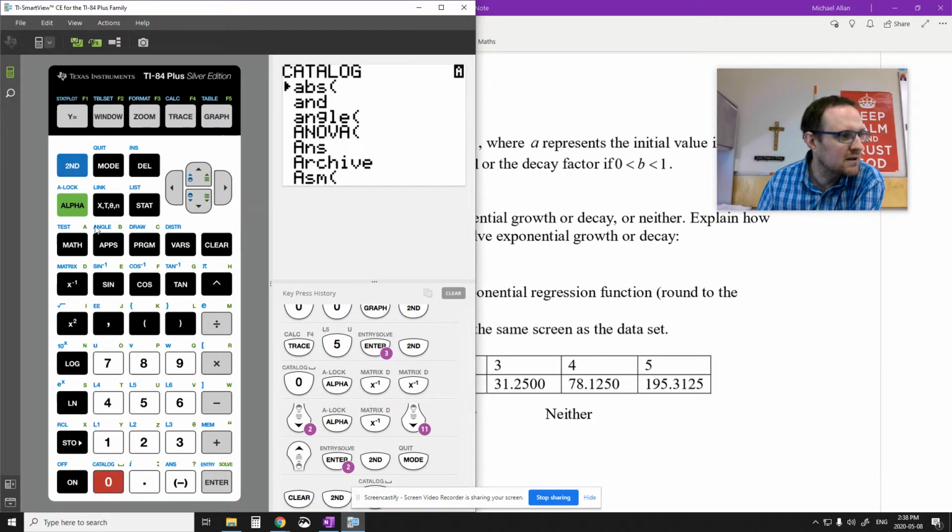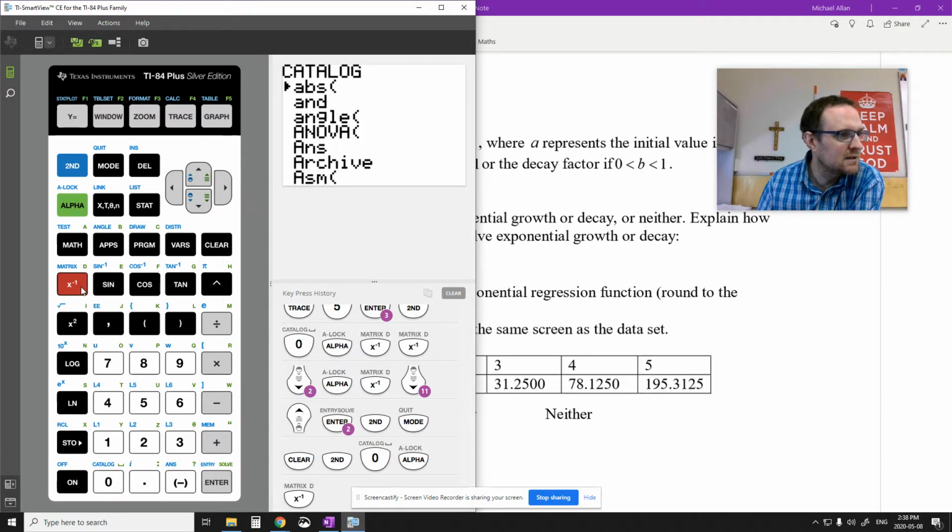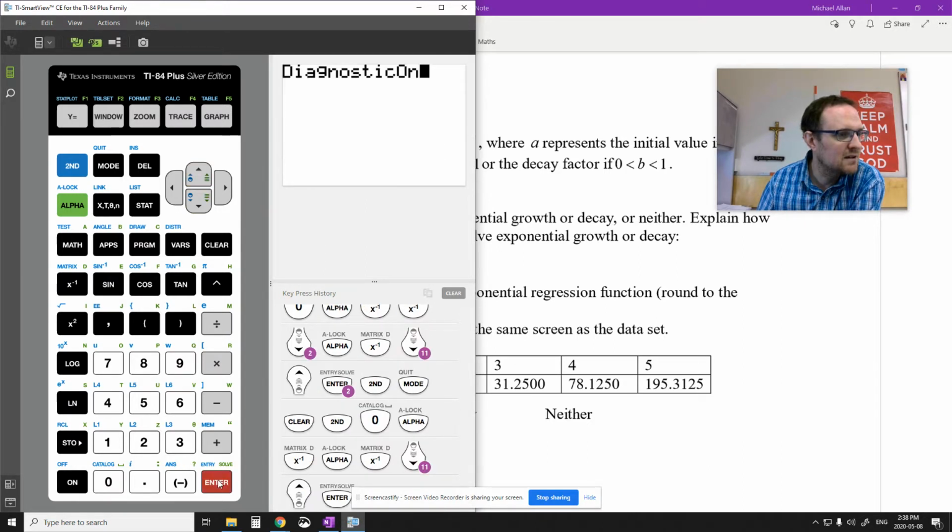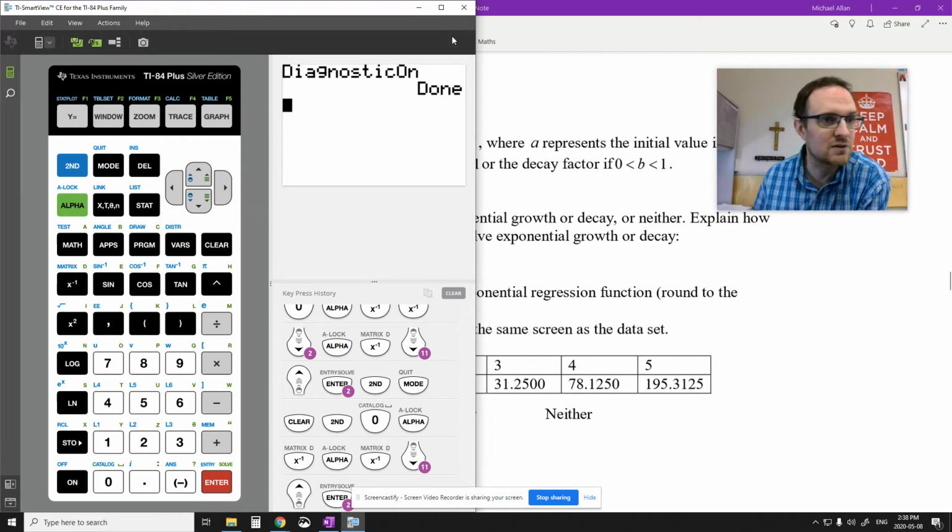So second catalog, alpha D. Oh, there it is. Okay, we found it. It just took a little bit of time to refresh. Go down to diagnostics on. Hit enter again. It should say done. So that turns on this R square value, which helps us determine, is it a good regression? Now, we're in the exponential, so all we're going to do is just exponential regressions anyway.